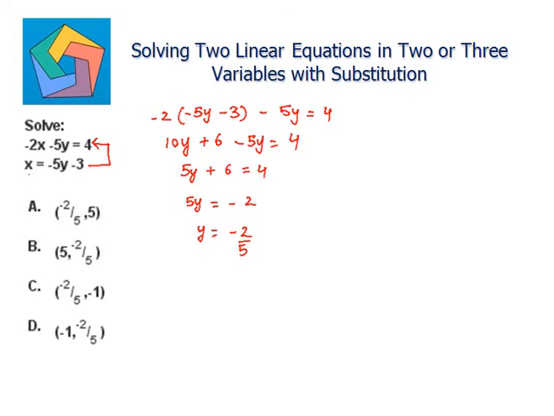And now we can put this y value in this equation, x is equal to minus 5y minus 3, and we can extract the x value. So x is equal to negative 5 times minus 2 by 5, minus 3. 5 and 5 strike out. So minus of minus 2 is plus 2. Minus 3, that's minus 1. So minus 1 comma minus 2 by 5 is the answer, which is the answer in the D part.